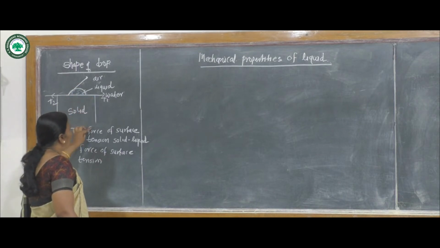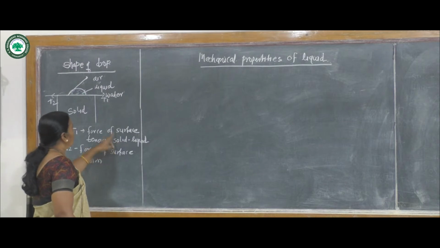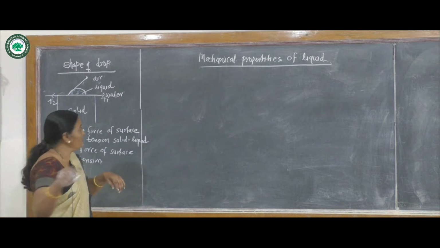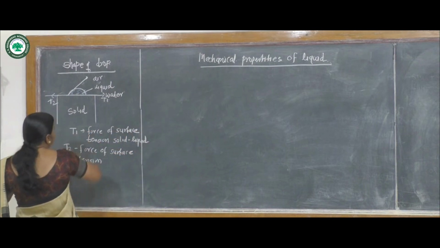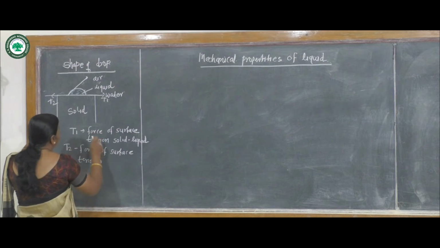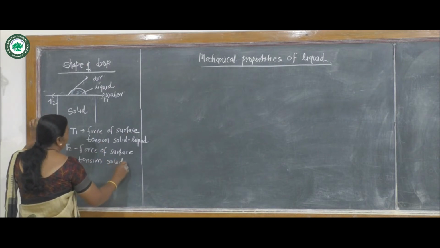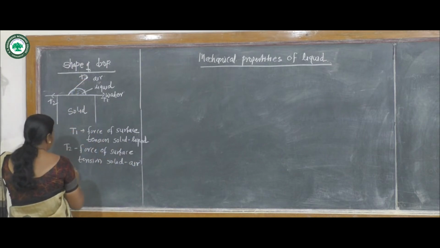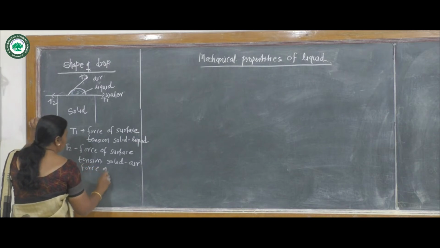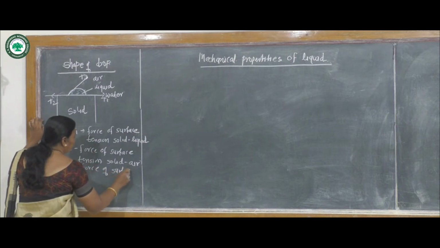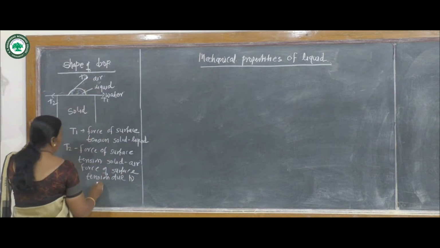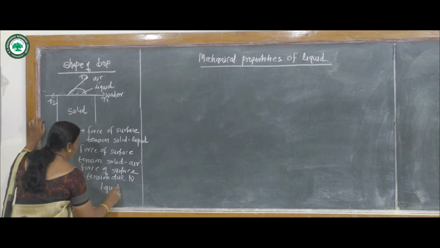T1 is the force of surface tension at the interface of the solid-liquid pair. Now T2 is the force of surface tension at the interface between solid and air. And the third force is the force of surface tension due to the interface between liquid and air.